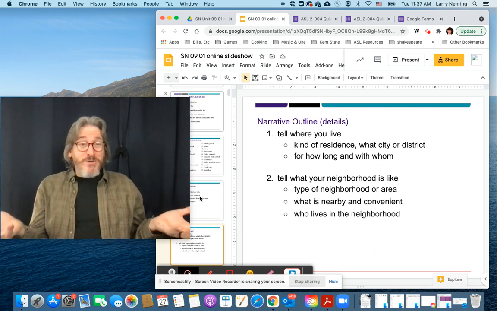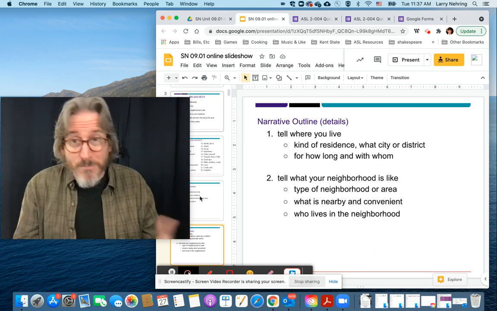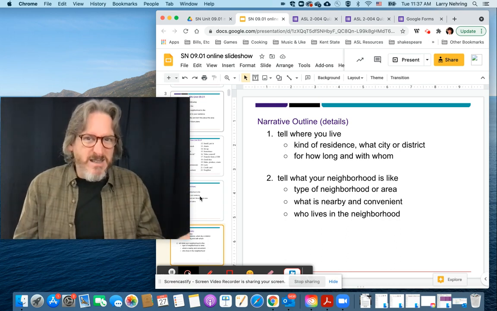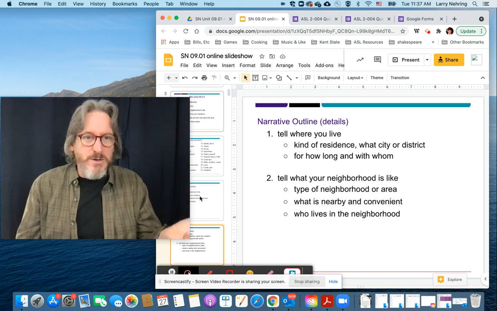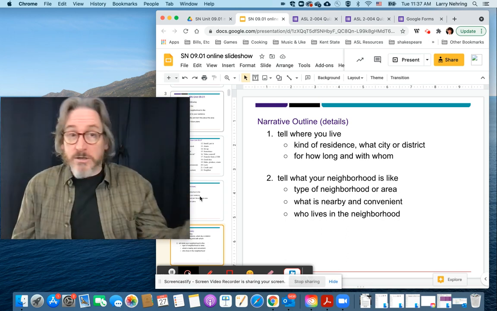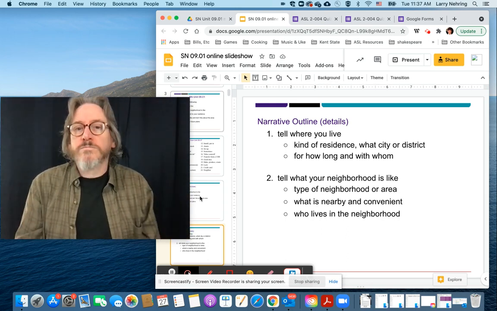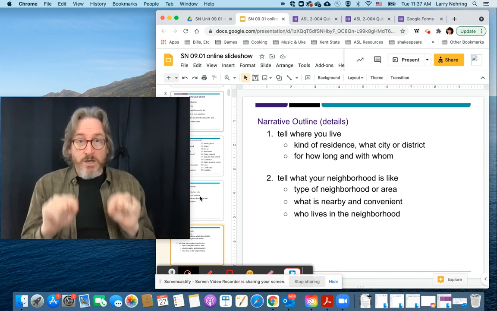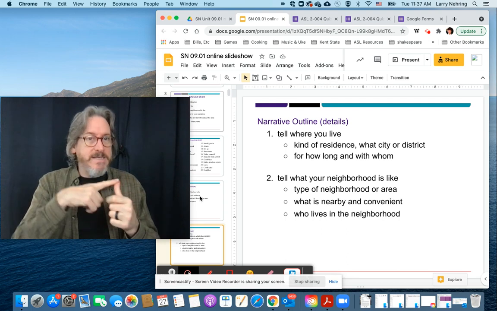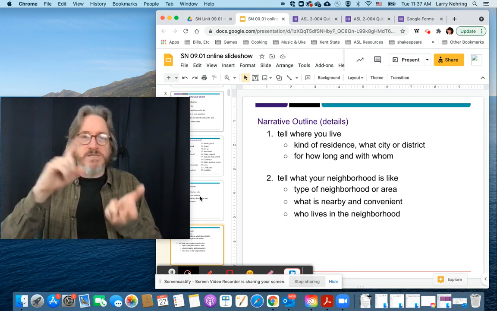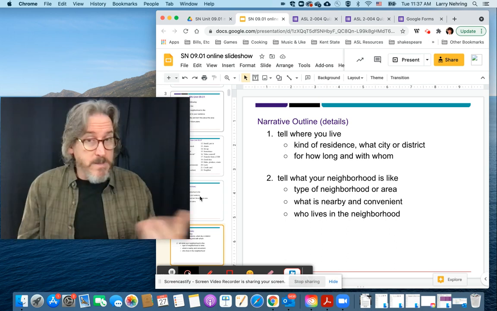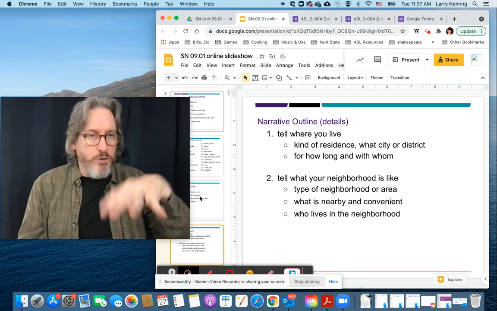And really, it's the same as we do in English. When you describe where you're from, where you live, these are all the same things. All we're doing now is putting it in sign, right? So how do you introduce yourself? And now you're just doing it with your hands. Then the next section is, what is the neighborhood like? Is it business? Is it shops? Is it mostly residential? Is it rural? Any of a number of different things. So what's the neighborhood or area like?